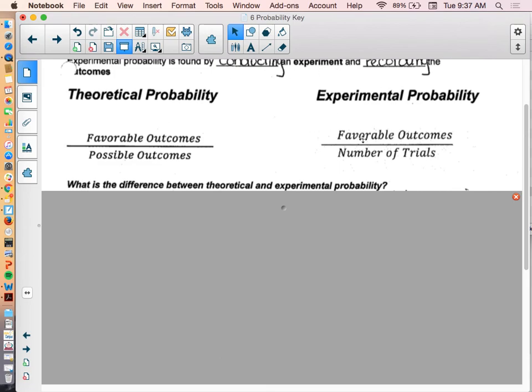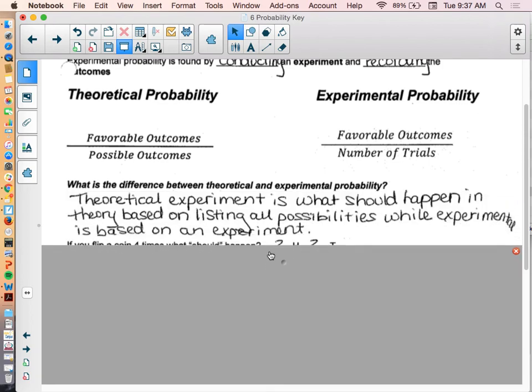Remember that with an experiment, you have to have an experiment. With theoretical probability, you're thinking about what are all the possibilities that could happen. And go ahead and write, what's the difference between theoretical and experimental probability? I kind of just told you the answer.